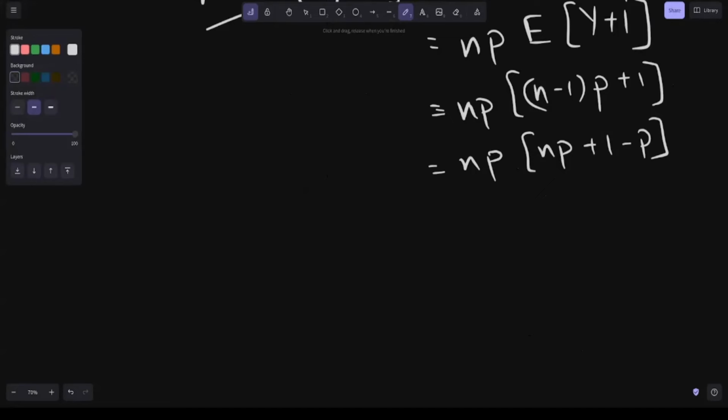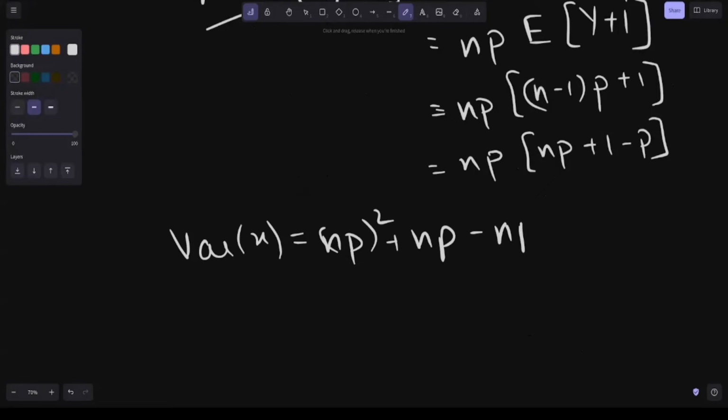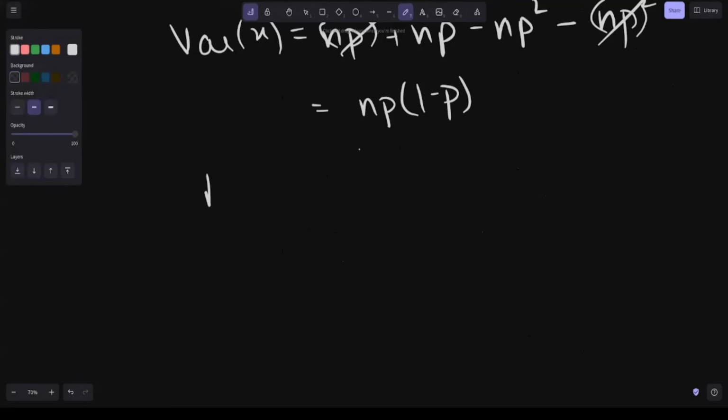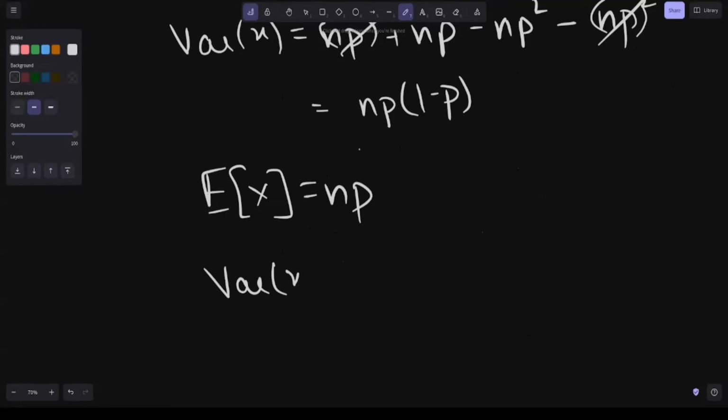Let's now do the variance. So where x will be what? It will be (np) whole square plus np minus np square minus E[x] squared, that will be (np) whole squared. So this and this get cut, we take np common, and it becomes 1 minus p. So finally you find the expectation to be n into p, and the variance of x to be n into p into 1 minus p.